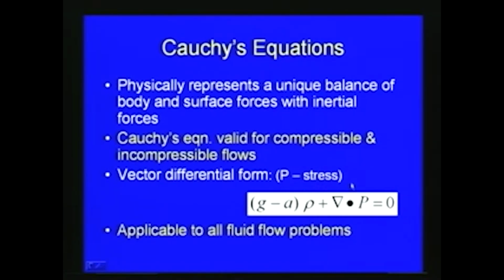If we consider capital P as the stress component, then we can write g minus a, into rho, plus del dot P is equal to 0, where P is the stress, g is the acceleration due to gravity, and a is the acceleration of the body force component. This P comes from the various other stress components. So, the vector differential form of the Cauchy's equation can be written like this.